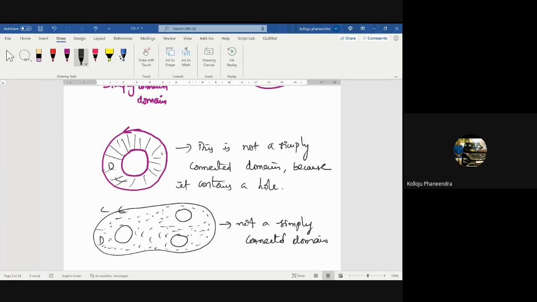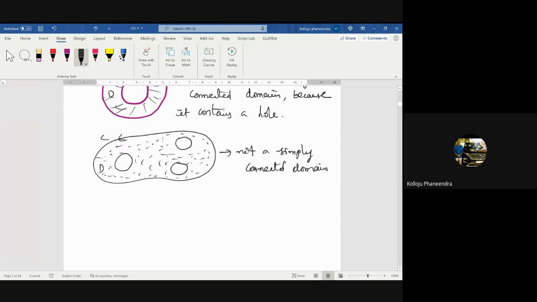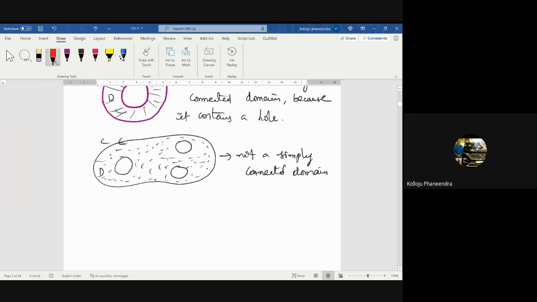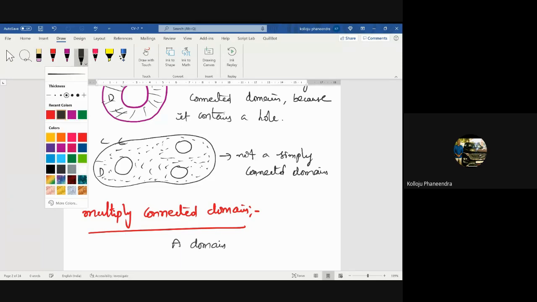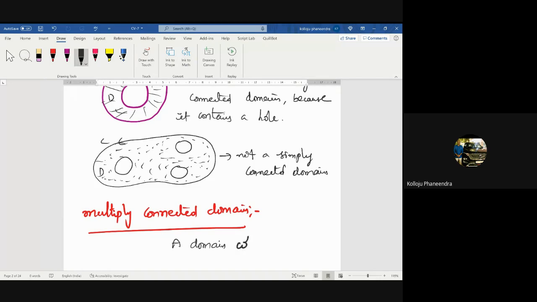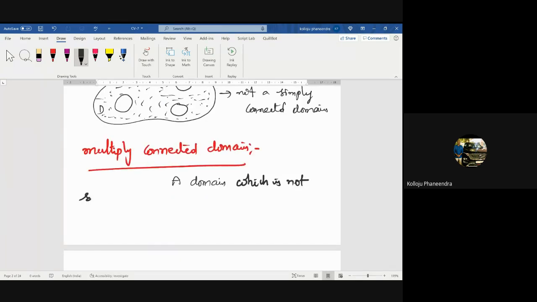Simply connected region, and which is not a multiply. Now another definition. What is that? Multiply connected region or domain. What is this definition exactly? All these which are not simply connected. A domain which is not simply connected.